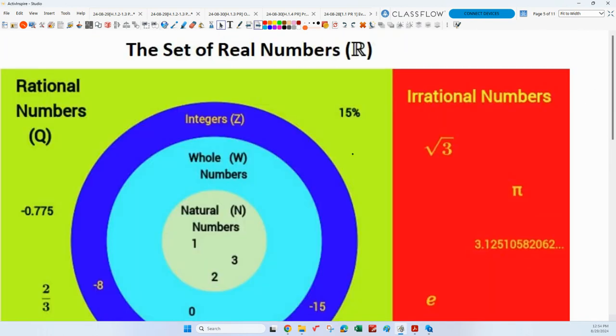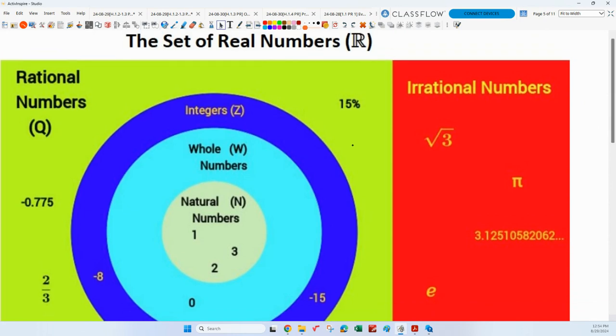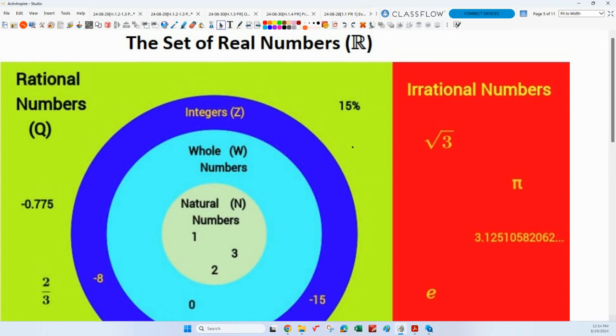So here's a way to represent all this. Good way to think about it. If this big multicolored rectangle represents the set of all possible real numbers, we can break that up into two separate parts. The green part will represent all of the rational numbers, and the red part represents all of the irrational numbers. Can't be both, one or the other.